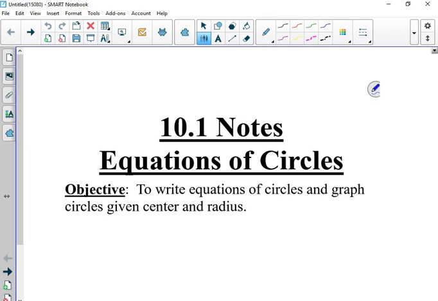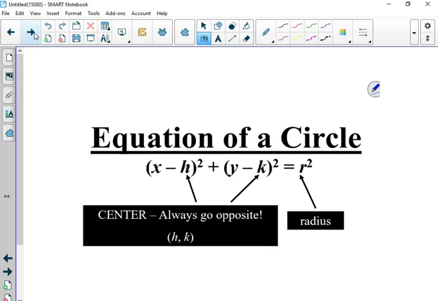Okay, new chapter, but still hanging on to circles. Equations of circles. So to write equations of circles and graph circles given the center and the radius. Okay, so here's the equation. X minus h squared plus y minus k squared equals r squared. The center, always go opposite. So the center is at hk.